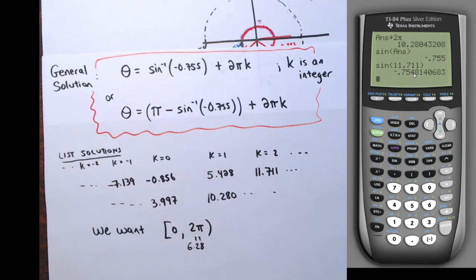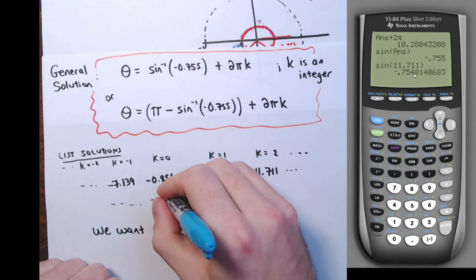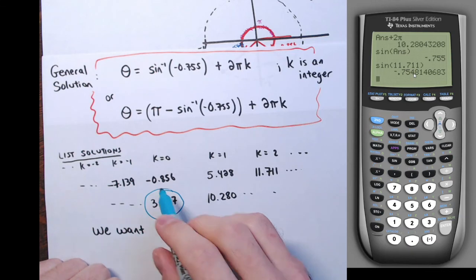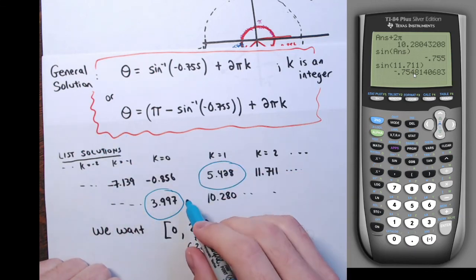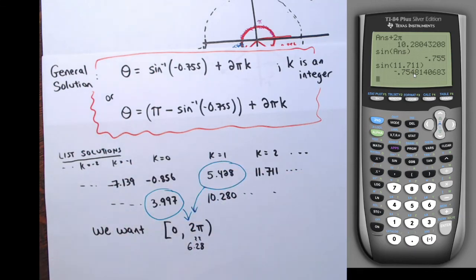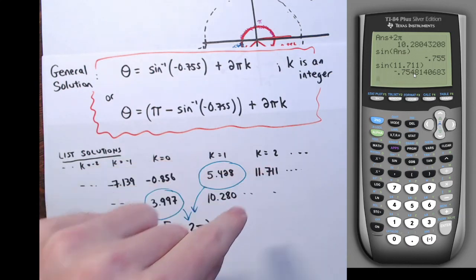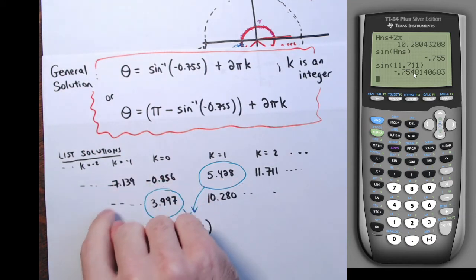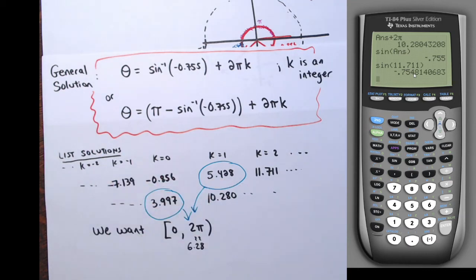If you look at my solutions listed there, the only ones that fall in this range are the 3.997 radians for theta and the 5.428. These are the only ones that actually fall in that range from 0 to 2 pi, right? The other ones over here, 10.280, 11.711, are too big. All the ones over here would be negative. They're too small. Okay, so just 3.997, 5.428.